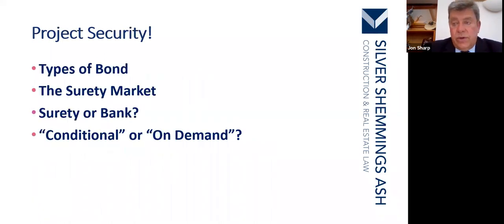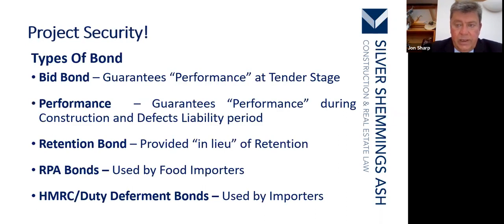So, do you need a bond? Well, there's various different types of bond. There's the surety market. You want to go to a bank or do you want to go to a surety? And do you want conditional or on-demand bonds? Well, various types of bonds. There's a bid bond. It guarantees performance at the tender stage. All familiar with that? You put a tender in, you get a bond behind you, say, he'll do this, he really will. Okay.